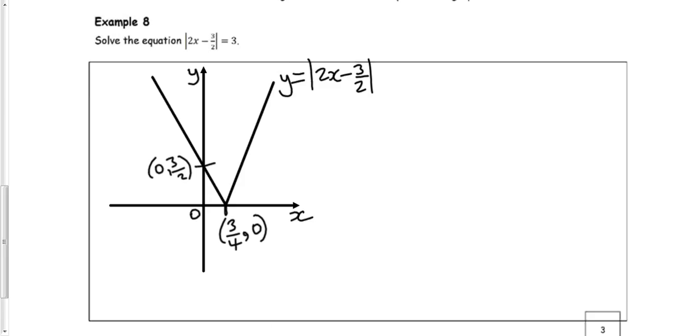C3, transforming graphs of functions. Example 8. We're solving a modulus equation. That equation is the modulus of 2x take 3 over 2 equals 3. Now, graphically, here's what's going on here.